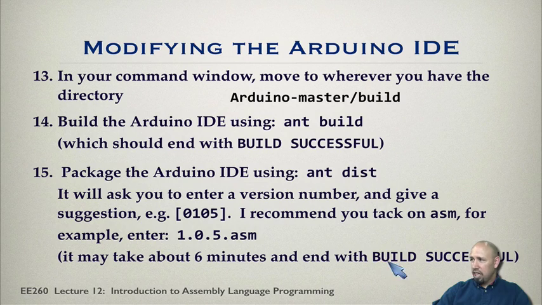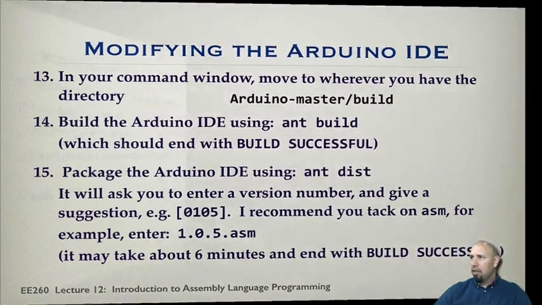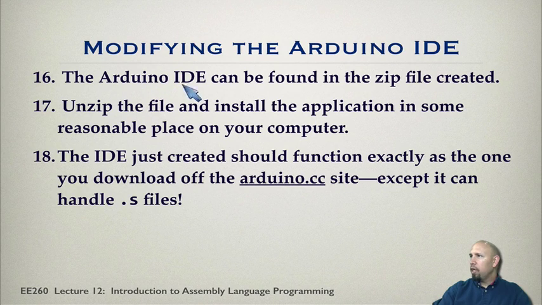When it says build successful, it'll basically create a zip file that has your Arduino IDE and the package of stuff that's with it. It'll tell you where that zip file is. Once that has happened, the Arduino IDE can be found in that zip file. You would unzip the file and install the application in some reasonable place on your computer, like your applications folder or whatever.